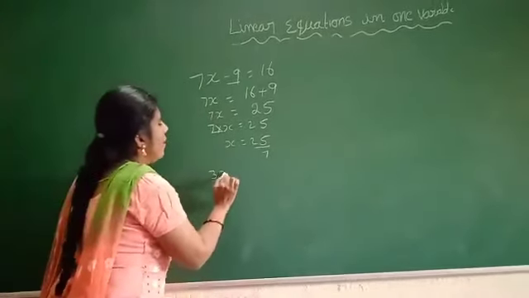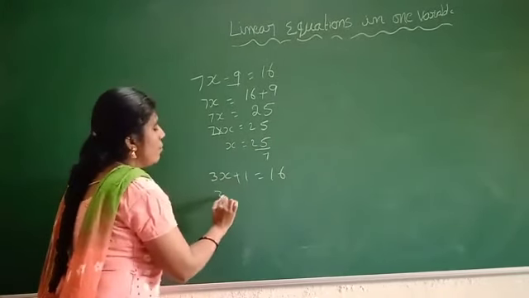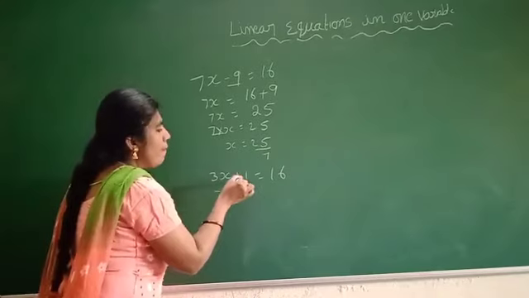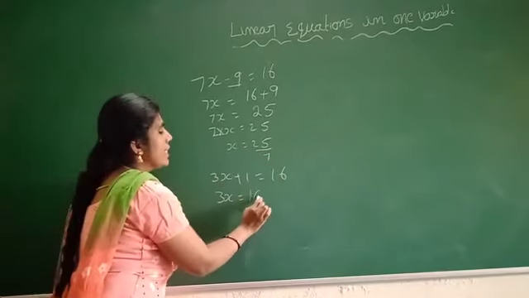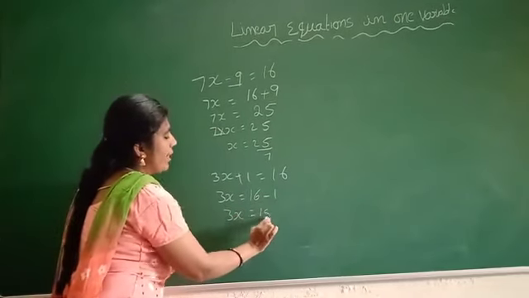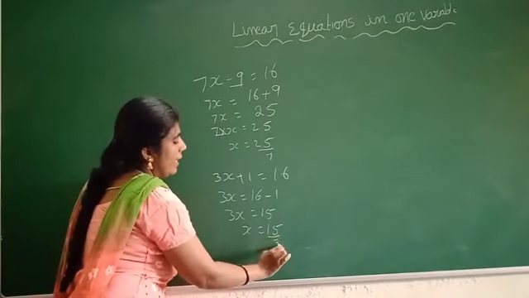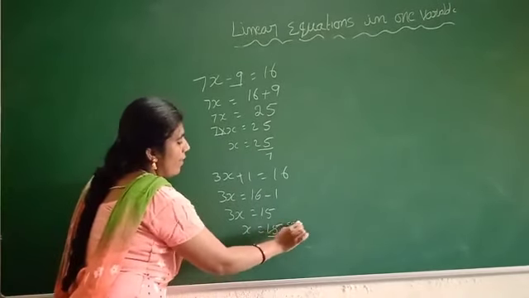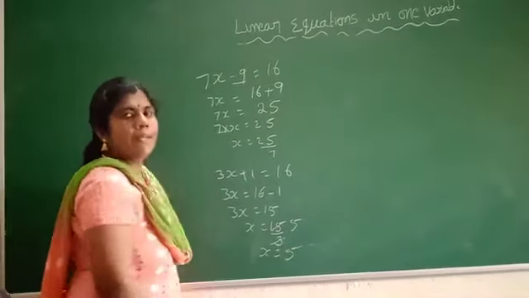Next example, 3x plus 1 equal to 16. So 3x equal to 16, and plus 1 changes to minus 1. 16 minus 1, 3x equal to 15. So x equal to 15 by 3. 3 fives are 15. x equal to 5. Okay?